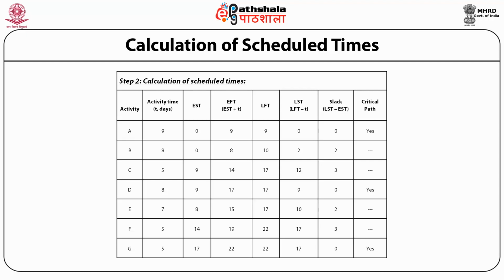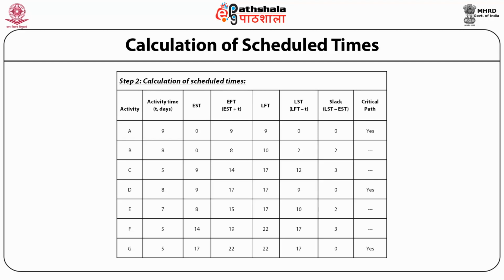Activity C: activity time 5, EST 9, EFT 14, LFT 17, LST 12, slack 3, critical path no. Activity time for D 8 days, EST 9, EFT 17, LFT 17, LST 9, slack 0, critical path yes. For E, activity time 7, EST 8, EFT 15, LFT 17, LST 10, slack 2, critical path no.